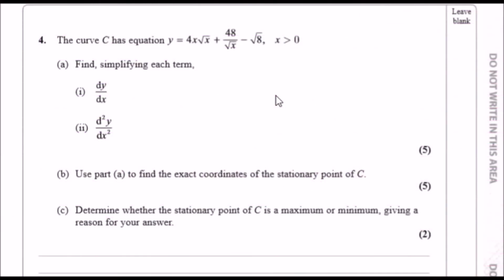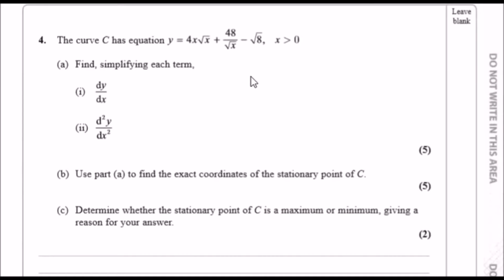Okay, number 4, guys. Number 4. What do we have? So the curve C has equation y equals 4x root x, plus 48 over root x, minus root 8. They're going all in here. Find, simplifying each term, the first two derivatives.